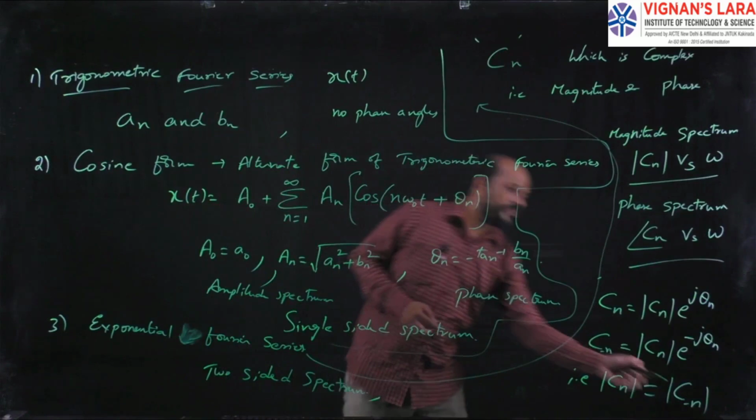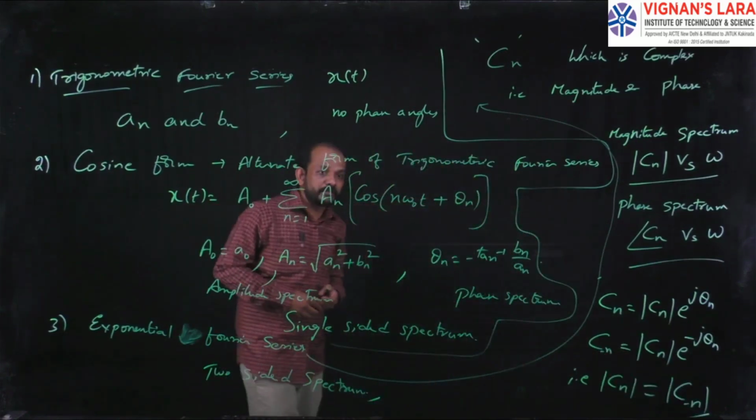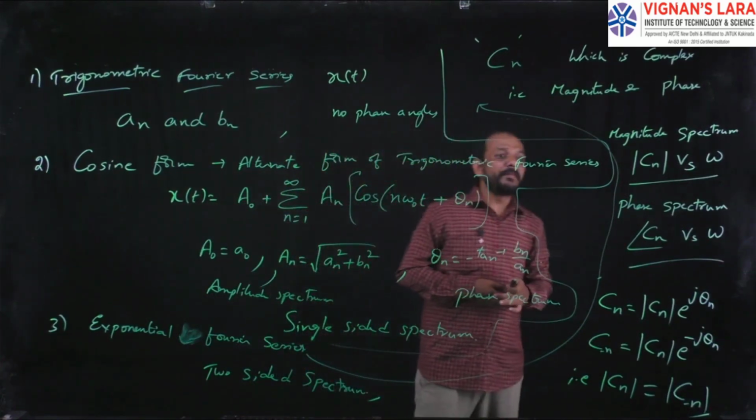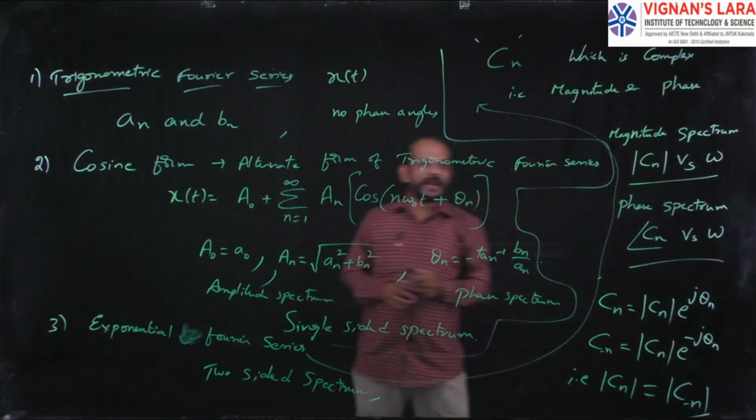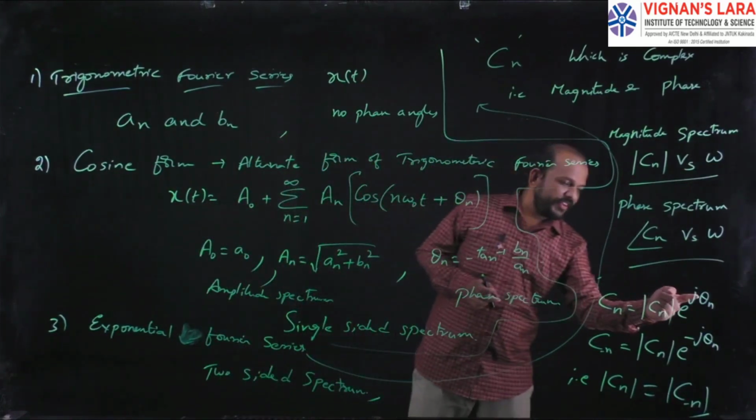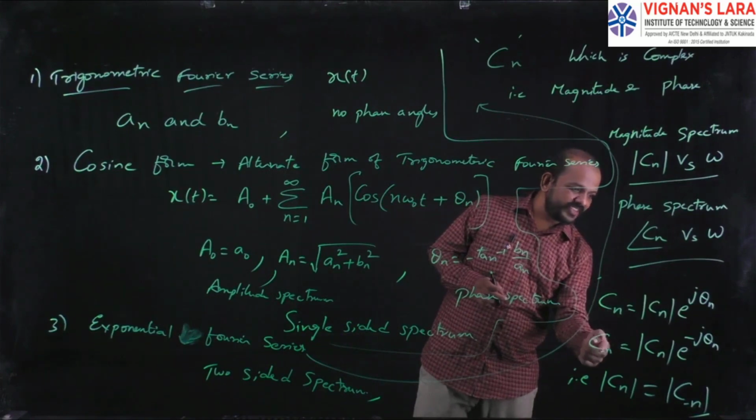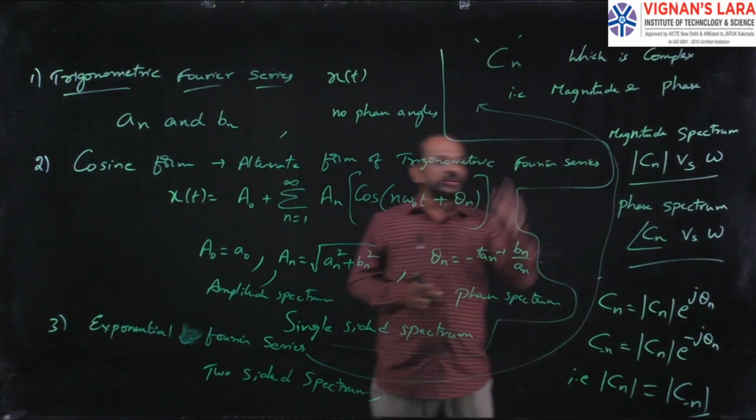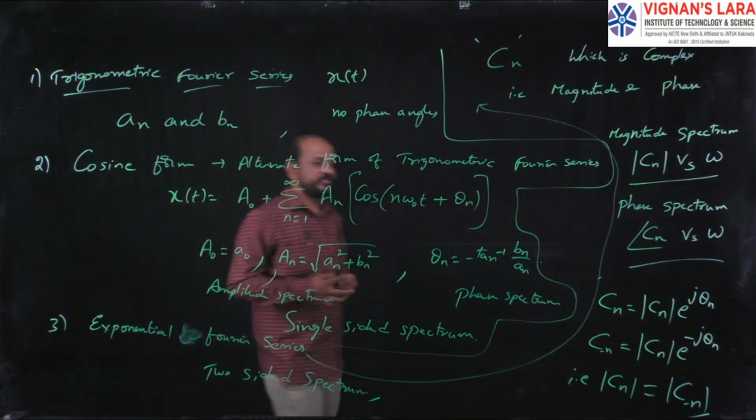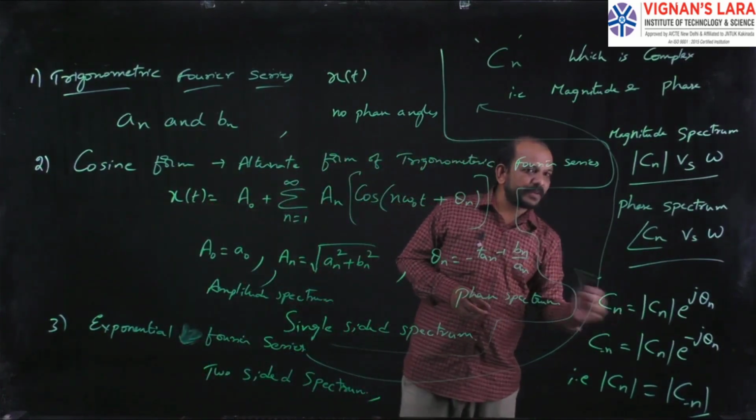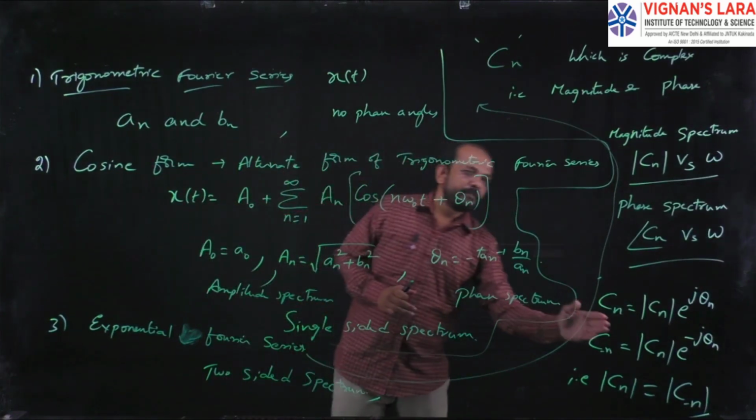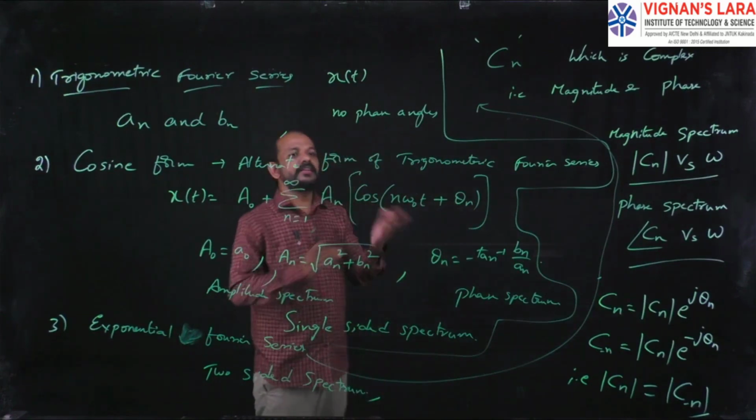Hence this magnitude spectrum is symmetrical about the vertical axis. And see, for phase angle, for Cn it is positive and for C minus n it is negative. So the phase spectrum is anti-symmetrical about the vertical axis. From this I can say the magnitude spectrum is symmetrical about the vertical axis and the phase spectrum is anti-symmetrical about the vertical axis.